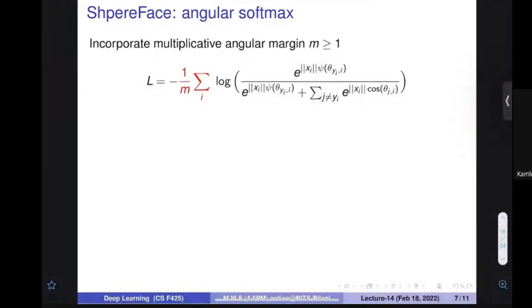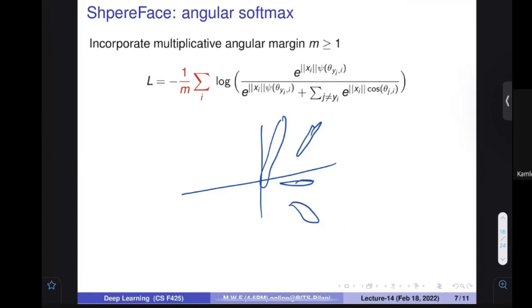There is one more improvement to the system. What we have seen is that the features are distributed here like that. They are angularly distributed. They are distributed in the angular way. The features would be distributed in this particular way.